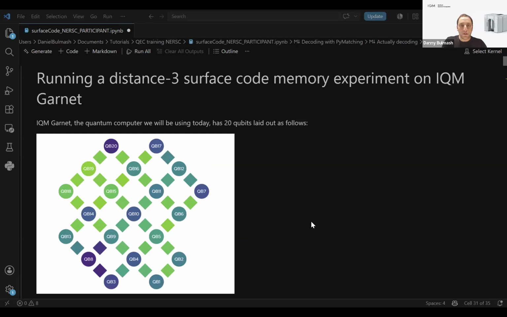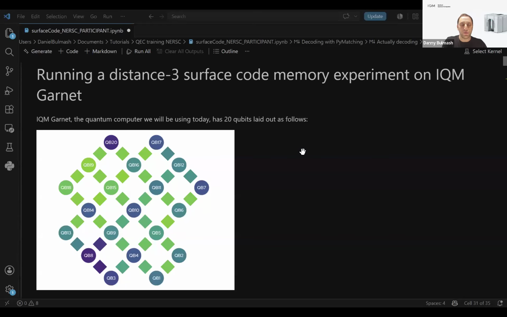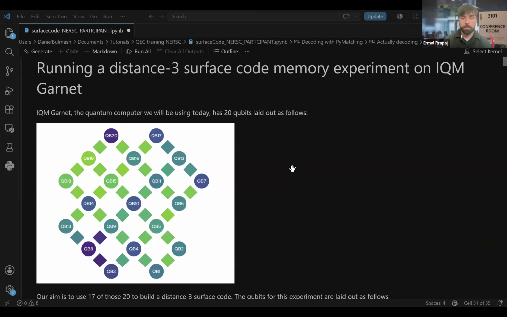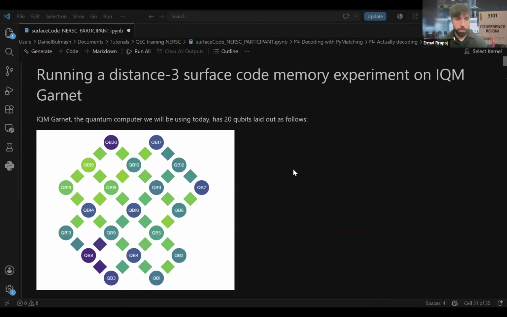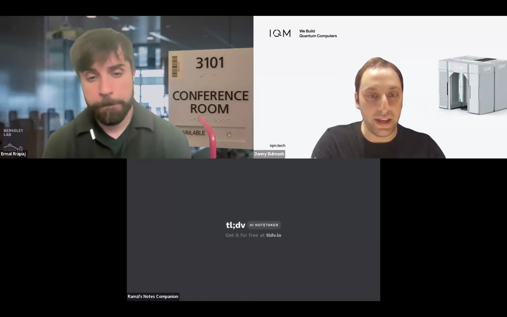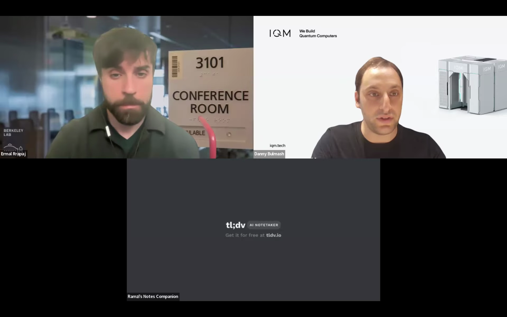Is this, am I sharing Colab or am I sharing VS Code right now? The screen shows a notebook that says Surface Code NERSC Participant ipynb. It's a Jupyter notebook. We can see it, okay, got it. Yeah, I'm sorry, I was scrolling in the wrong thing. I was scrolling in Colab. I didn't notice that. So sorry, let me just go briefly back through the notebook.